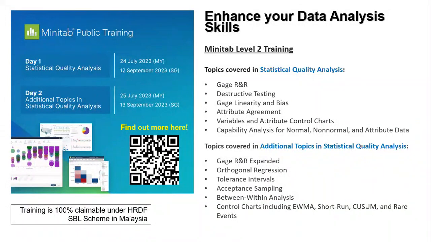we highly recommend you go for our training. We call it a level 2 training, statistical quality control. It consists not only of the control chart, but also other tools, such as MSA and acceptance sampling, since we cover statistical quality analysis. For Malaysia, it is HRDF claimable, on 24 July, and for Singapore it is 12 September. If you want to find out more about this training, you can scan the barcode here.